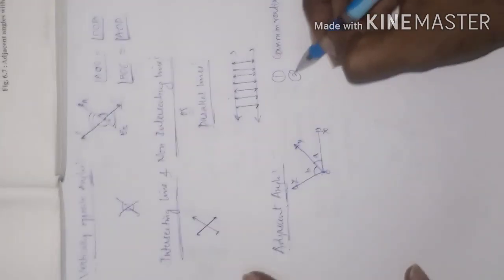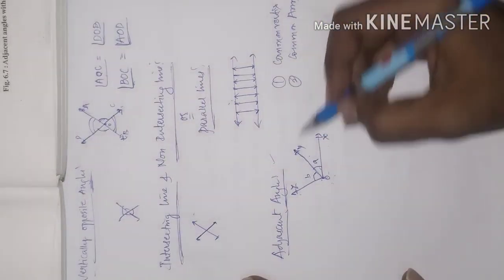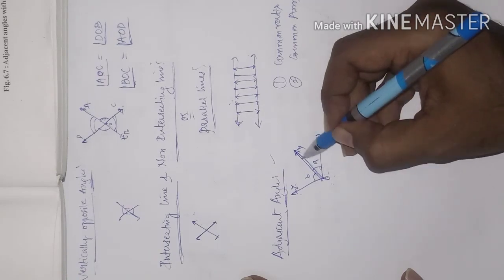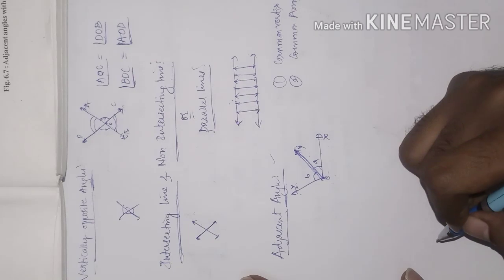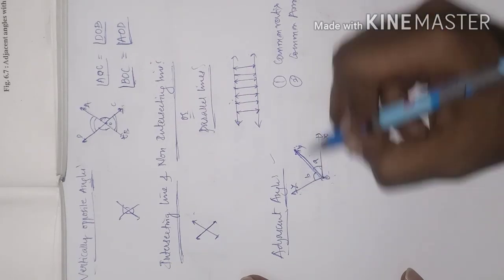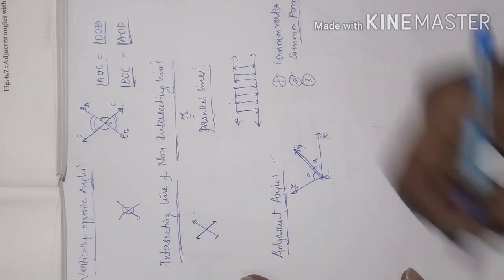And the next one should be a common arm, no? Yes or no? There should be a common arm. Let us see the common arm. Let's check it. OY is the common arm. It is for both the angles, angle XOY and angle YOZ. So the second point is also clear.